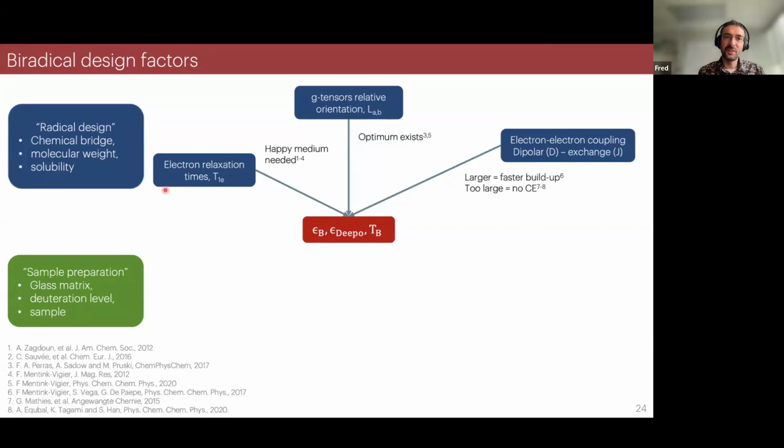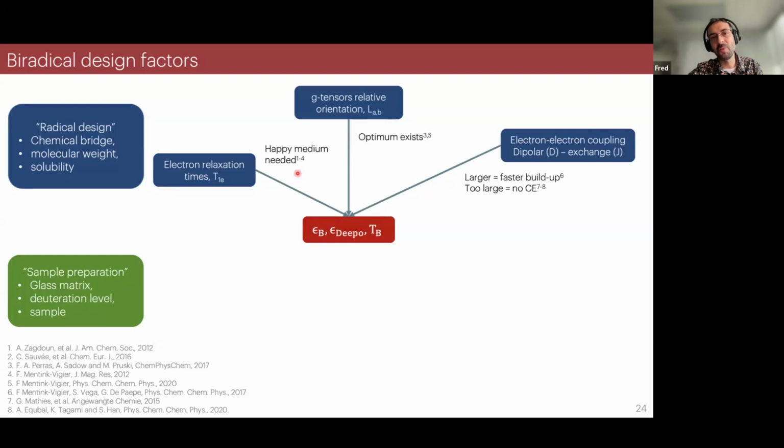and basically the biradical design is the chemical bridge you're going to use, the G-tensors, their orientations, the molecular weight, because it affects the relaxation times, the solubility. And for each of these parameters, there are either an optimum or a happy medium. So it's similar, I would say.